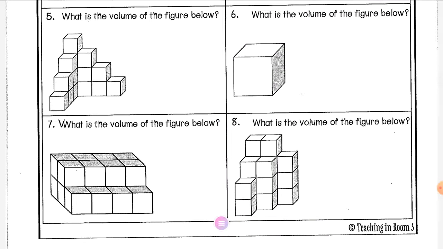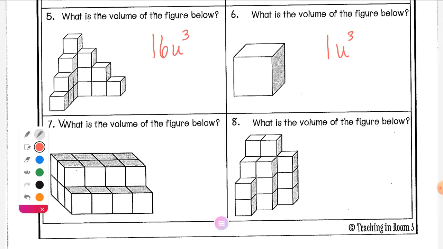Number 5, Dawson, what'd you get? I got 16 units cubed. Good job. 16 units cubed. Next one, so easy it's hard. Leah? 1. There's just one block there. Raise your hand if you struggled with that one. If there's just blocks stacked, you just have to count the blocks. So there's just one block, so it's 1 cubic unit. Number 6. That was the easiest.